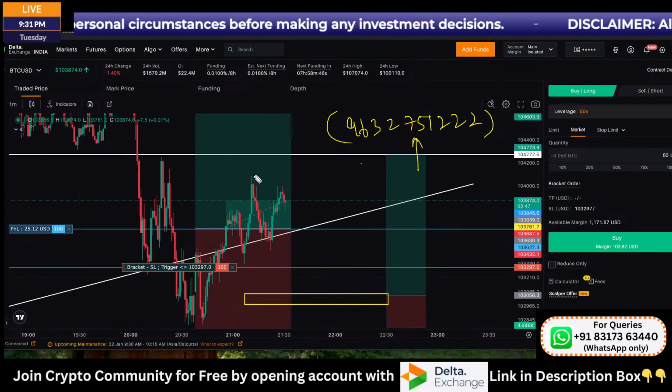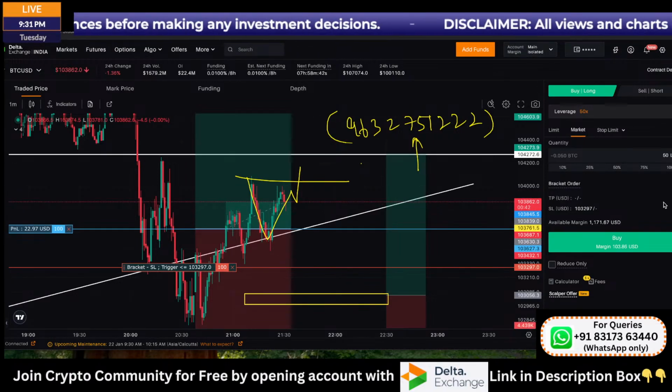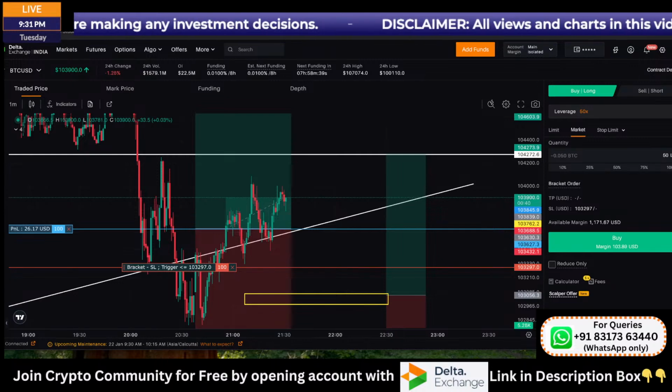See, still it is in the deciding zone only. As long as this level doesn't break, it's still in the decision zone itself.